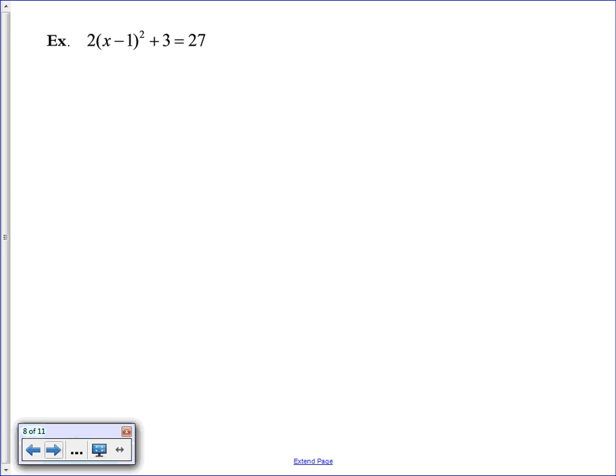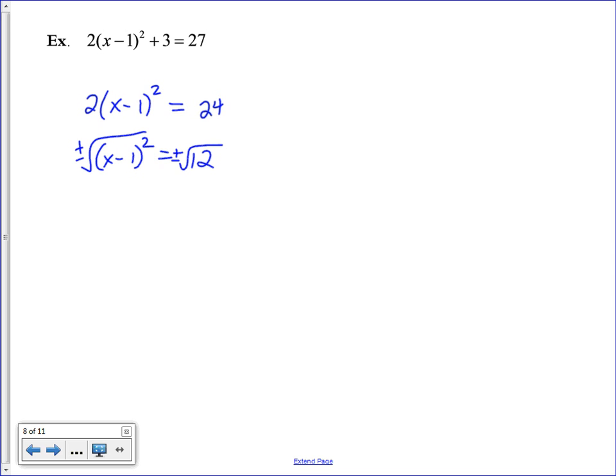Practice one more example like that. We're going to subtract the 3 first. So we want to basically isolate this parentheses. So we're going to subtract the 3 first, then we're going to divide by the 2 that's in front. So now we've isolated the parentheses with the second power on it, and now we can get rid of the second power using plus or minus square root.